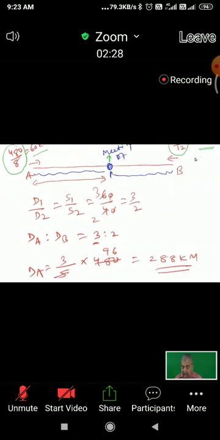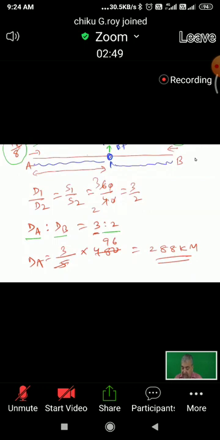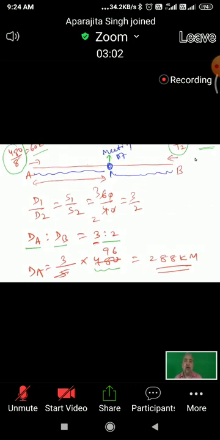For d1 I have written dA. For d2 I have written dB. dA means distance traveled by car from A to reach the meeting point. And dB represents the distance traveled by car from B to reach the meeting point. Here we have to find dA. And ratio between the distances traveled is 3:2. So we have to find 3. So 3 divided by 3 plus 2 of total distance 480. 3 plus 2 is 5. So 3 by 5 into 480, and that is 288 kilometer dA. That is distance from A to the meeting point is 288 kilometers.